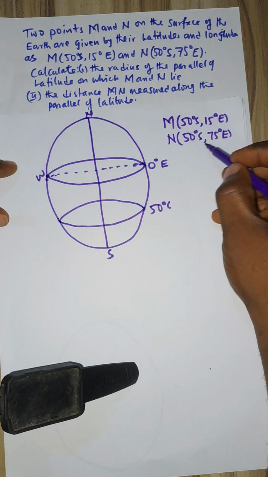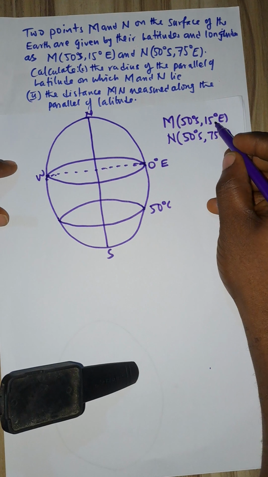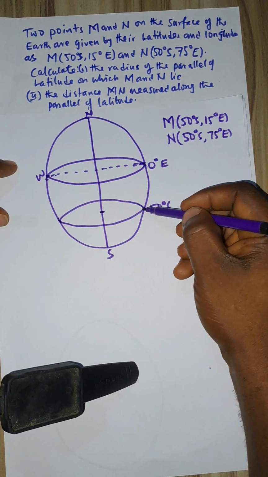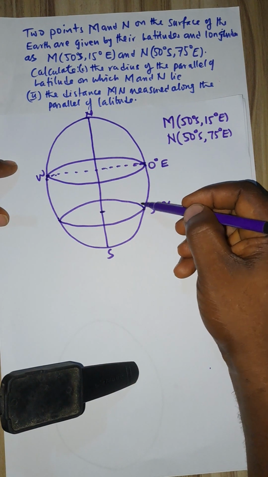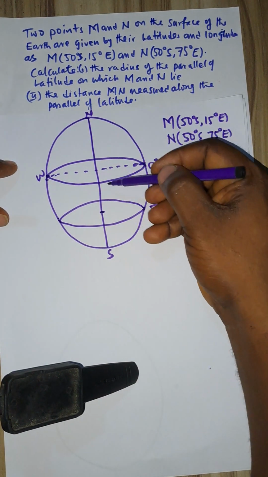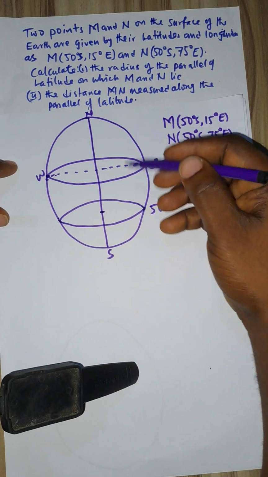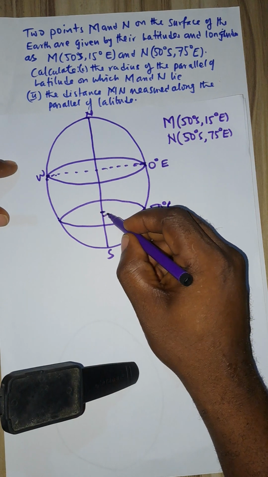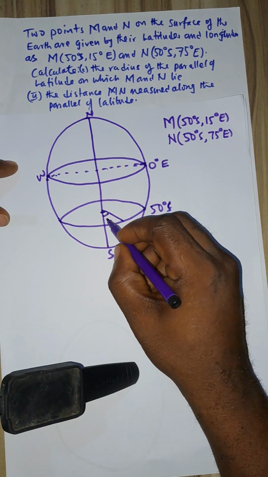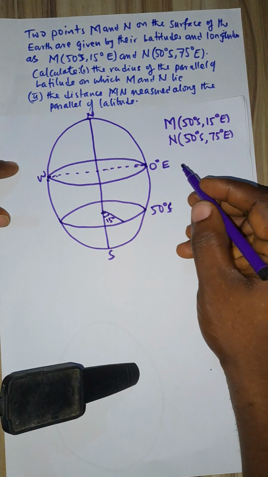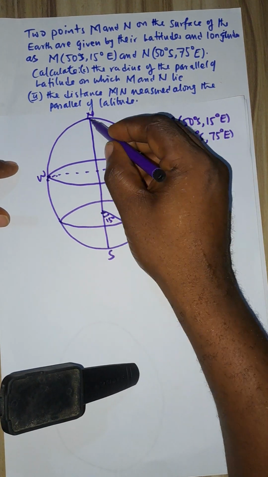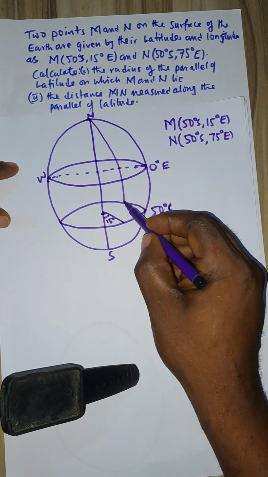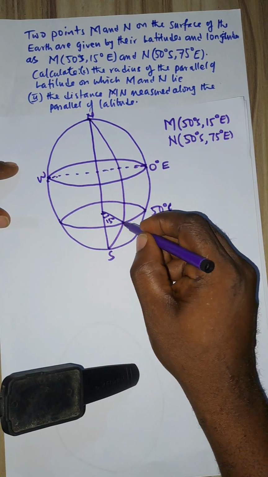Now M is 15 degrees east. This is the center of this. These small circles are called parallels of latitude, to the north and to the south. Now 15 degrees is maybe something like this. This is 15 degrees east, and so the position of M will be, okay, so this is M.